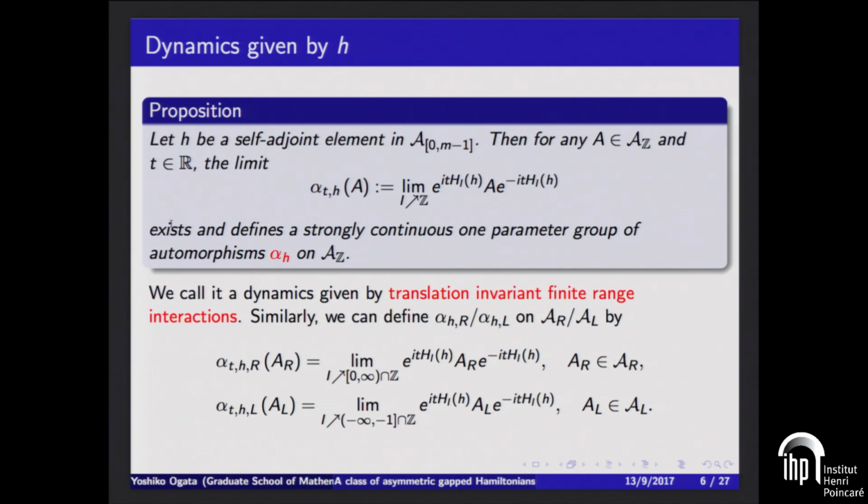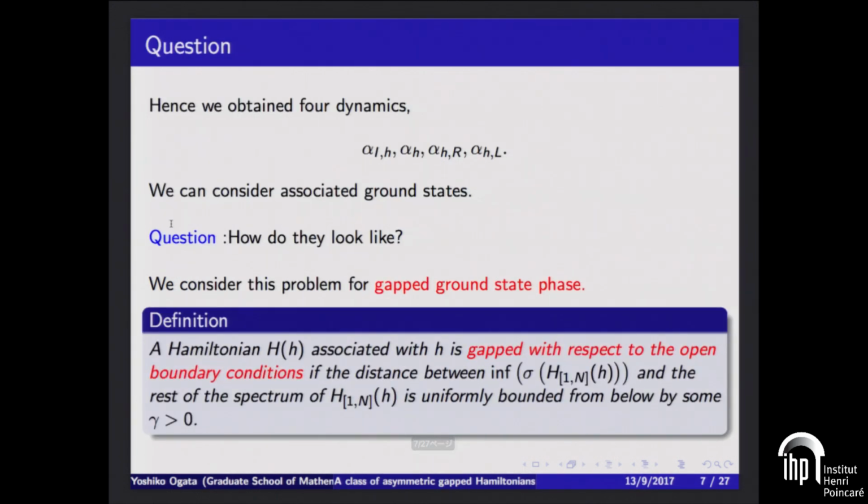And I do the same thing for half infinite chains. Namely, for the right infinite chain, I define dynamics like that, and for the left infinite chain, I define dynamics like that. Here, I is only on the right infinite. This finite interval which is close to infinity is only the one lying on the right infinity. So like this we can define four kinds of dynamics. So we obtain four kinds of dynamics on various kinds of intervals.